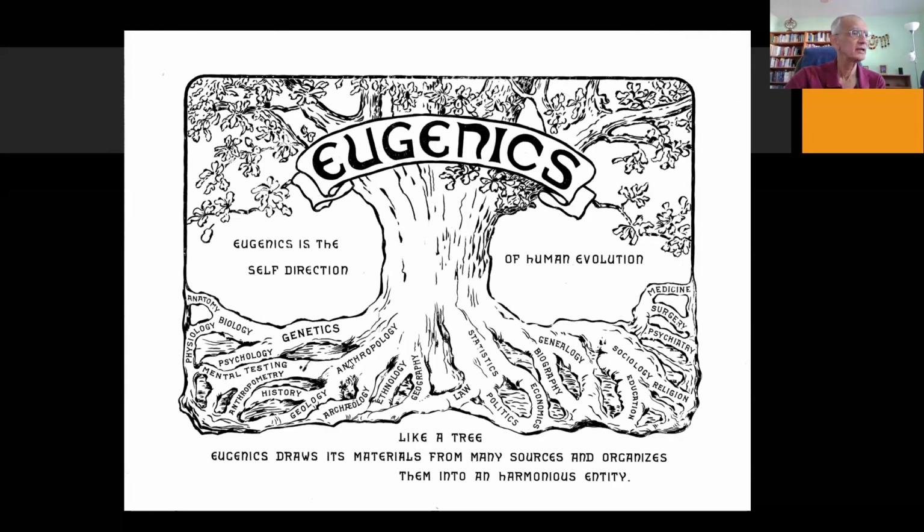So this was the eugenic tree, showing how it incorporates data from various disciplines: biology, psychology, genealogy, sociology, medicine, and the self-direction of human evolution. That incorporated the ideas that were prominent in botany and animal husbandry. Carl Zimmer, a well-known science writer at the New York Times, wrote a book about the history of genetics and eugenics, and the book's title is catchy: She Has Her Mother's Laugh.